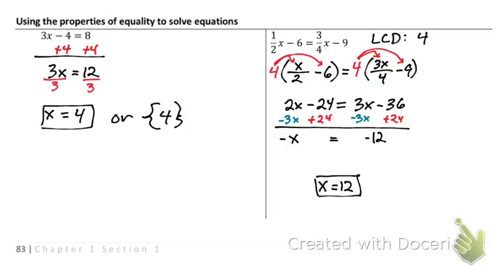All right, questions on that one? So these are kind of brute force problems. You just got to keep working until you whittle down to just an x and a number, or a y and a number.